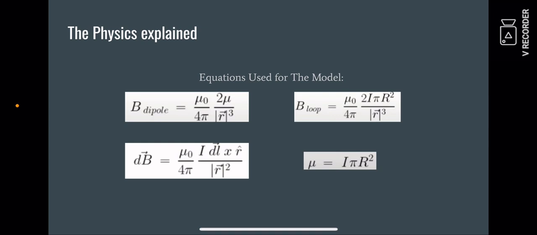Some of the equations that we used were the following, which was for the magnetic dipole, the magnetic loop, for its vector, and then for the dipole moment as well. And these were just used within our calculations.